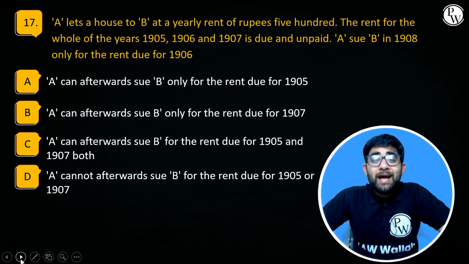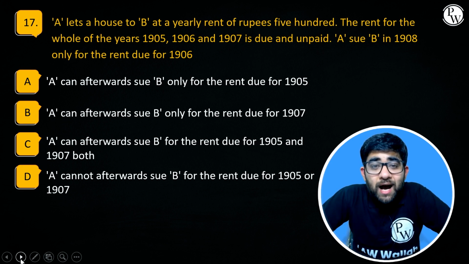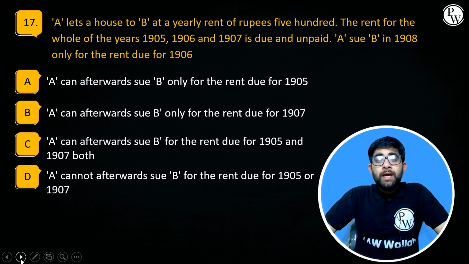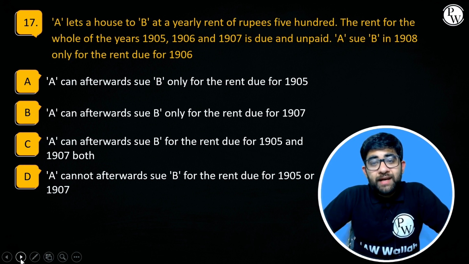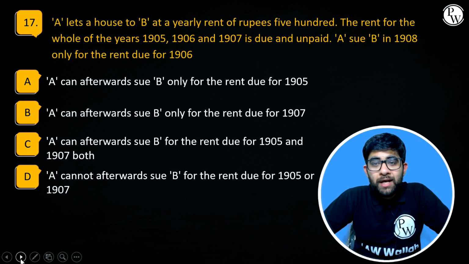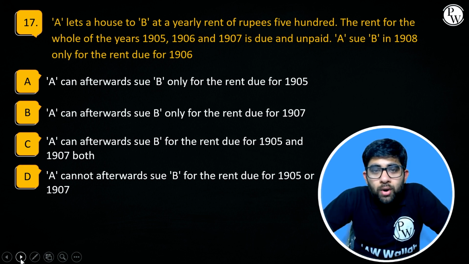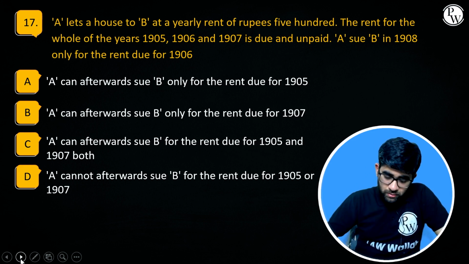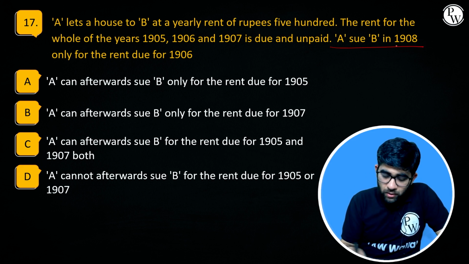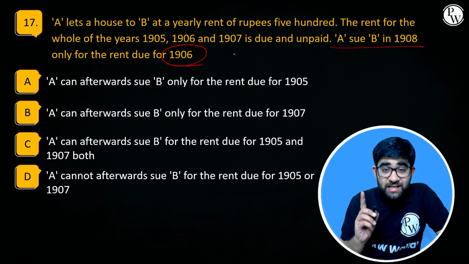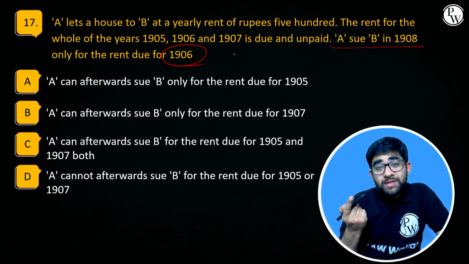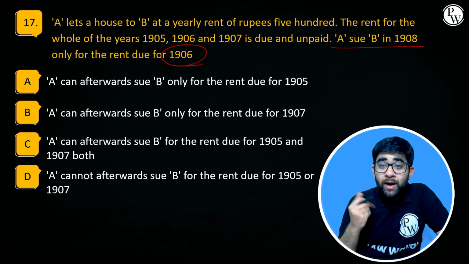Next, A lets a house to B at a yearly rent of rupees 500. The rent for the whole of the years 1905, 6, 7 is due and unpaid. A sues B in 1908 only for the rent due in 1906. A sues B only for 1906. That means he has omitted or relinquished the rent of 1907 or 1908.